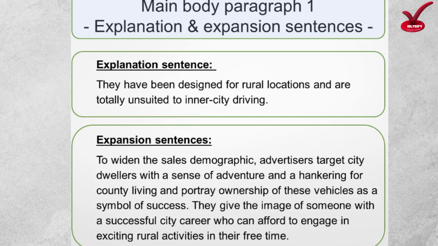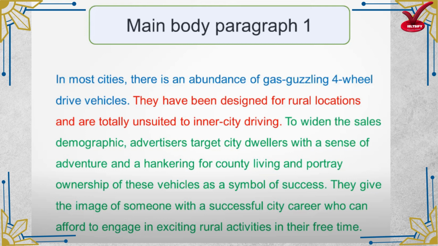I thought of additional points in the planning stage, so I have them ready to use. These are my expansion sentences. To widen the sales demographic, advertisers target city dwellers with a sense of adventure and a hankering for country living, and portray ownership of these vehicles as a symbol of success. They give the image of someone with a successful city career, who can afford to engage in exciting rural activities in their free time. That makes the 3 parts of our first main body paragraph complete.